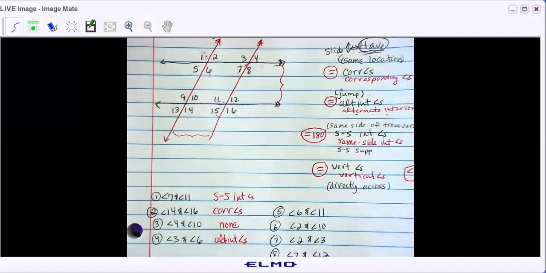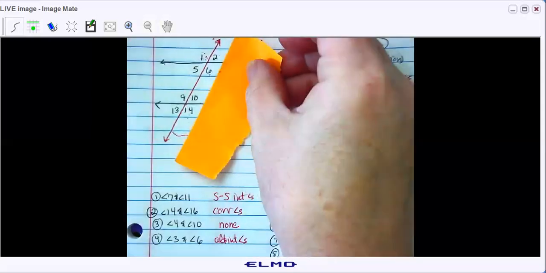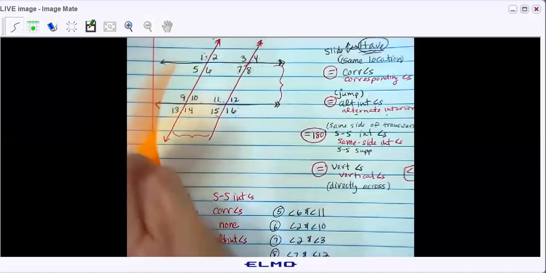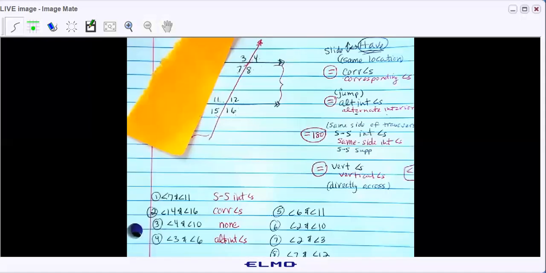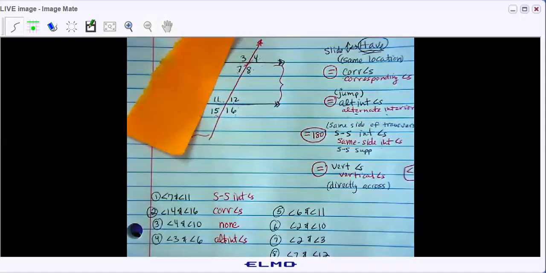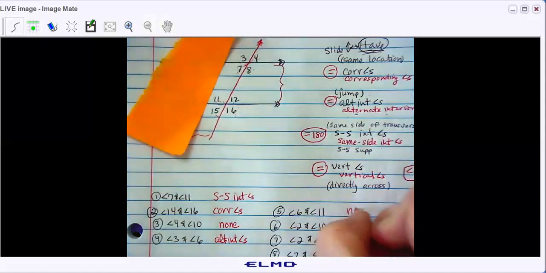Okay, so 6 and 11. To get 6 and 11, I can cover up 6. I mean, this transversal, I see 6, but not 11. This one, I see 6, but not 11. I think you're going to know where I'm going with this. Okay, this one, I see 11, but not 6. And this one, I see 11, but not 6. Okay, so that's where we're going to get none. It's none of the above.